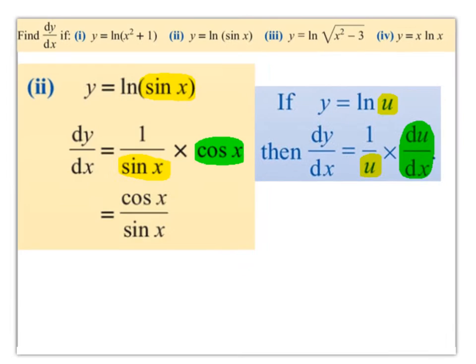2. y is equal to natural log of sine x. So again, we use our chain rule. If y is equal to natural log of u, then dy/dx, the derivative, is 1 over u, so 1 over sine x, multiplied by du/dx. So the derivative of u, the derivative of sine x, is cos x. Again, cos x is really cos x over 1. So we do top by top, bottom by bottom. 1 times cos x is cos x, sine x times 1 is sine x.